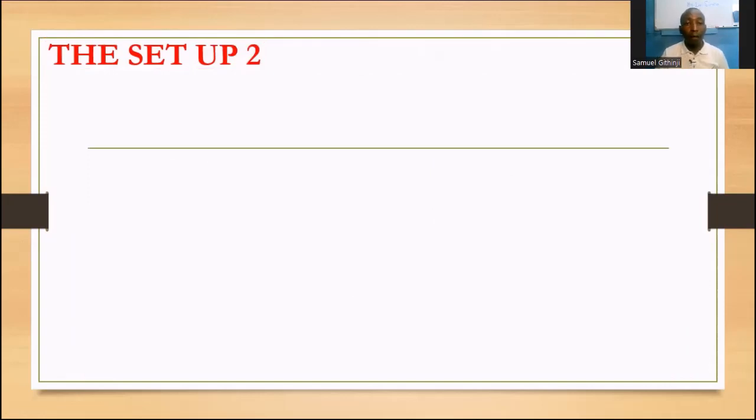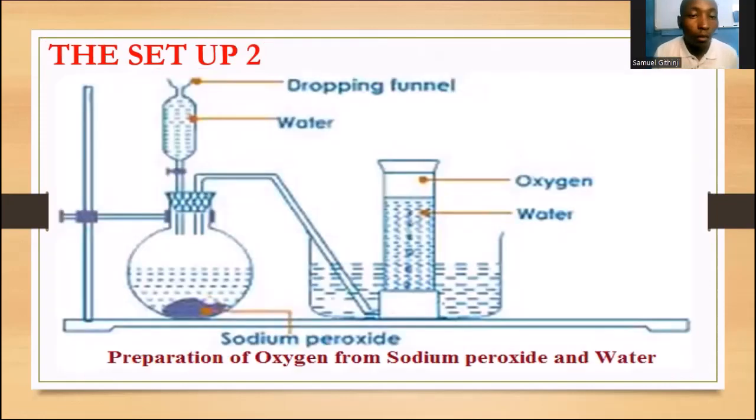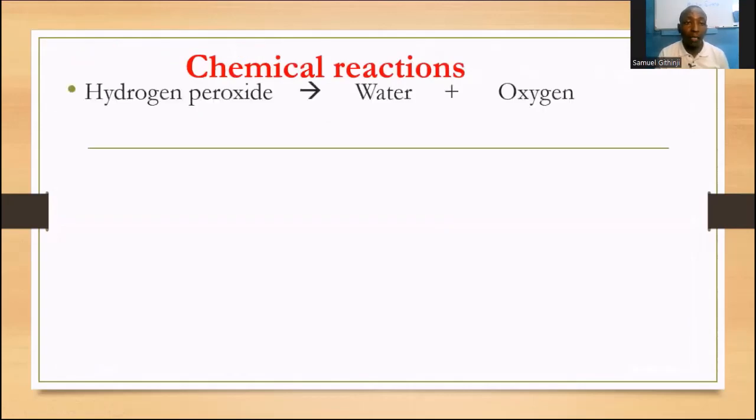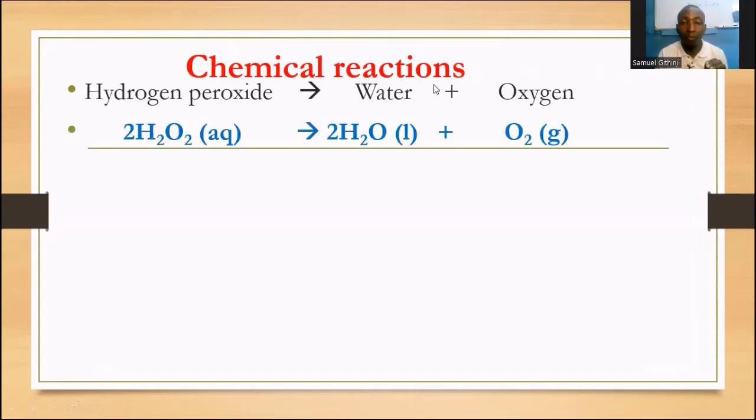Then I move on, setup number two. Good, the very same setup, different reagents. The dropping funnel now in this case has water. The round bottom flask has sodium peroxide. My student, get this. The setup is the same, but we have used different reagents. And the method of collecting the gas is the same. You can see over water, and that is the setup. Maybe the chemical reaction taking place in the first setup: hydrogen peroxide is decomposing in the presence of that catalyst, manganese 4 oxide, and of course we get water and oxygen gas.